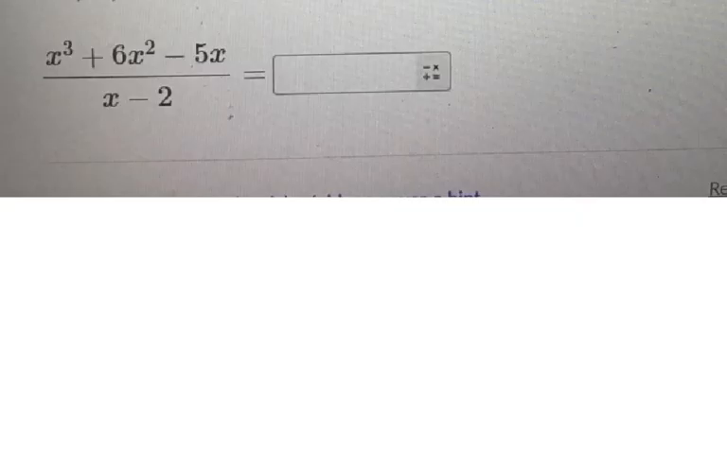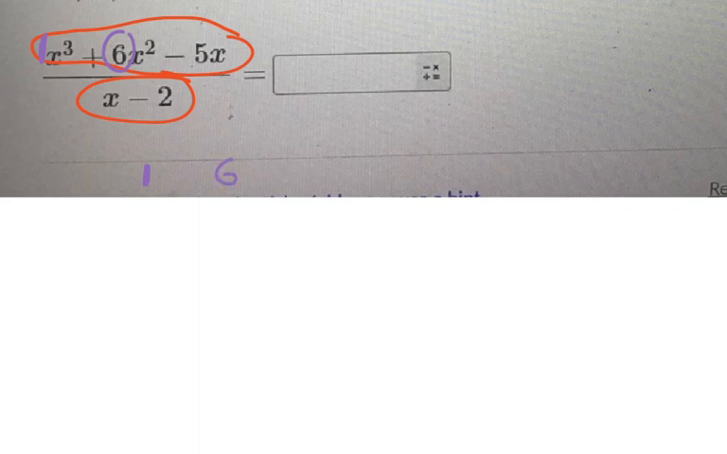Here we go. So here was one of the problems given to me. I'm supposed to take this and divide by this. Now there's the traditional long division way, which I will show you in the future. But right now, here's what I need you to do. Notice that the first number right there, guys, is a 1. Let's write it down. The second coefficient is a 6. Let's write it down. The third one is a -5. Write it down.